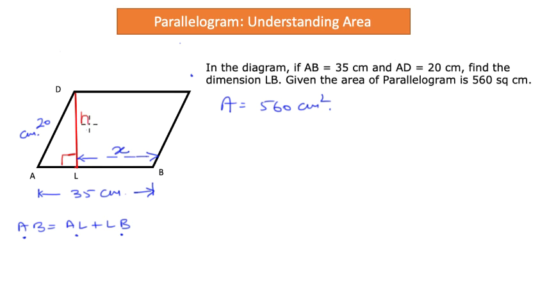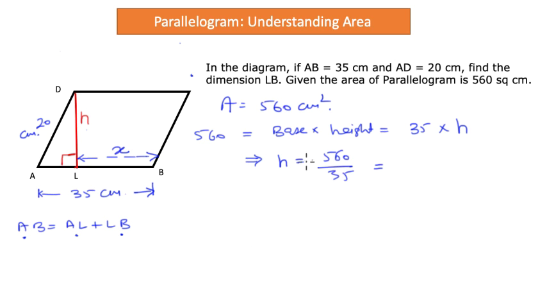So first I need to find h. We know that area is given and that area is equal to the base times the height. Or in other words, it is equal to base 35 times h. H is unknown to us at this moment. And this whole thing is equal to 560. This implies that h is equal to 560 divided by 35. And as you do the simple math here, this comes out to be 16 centimeter.